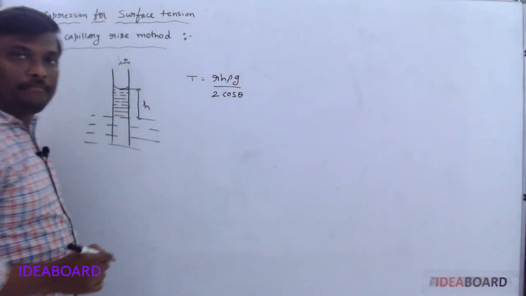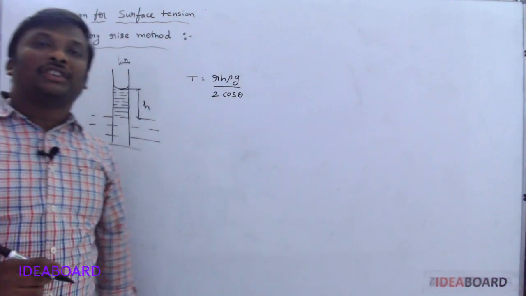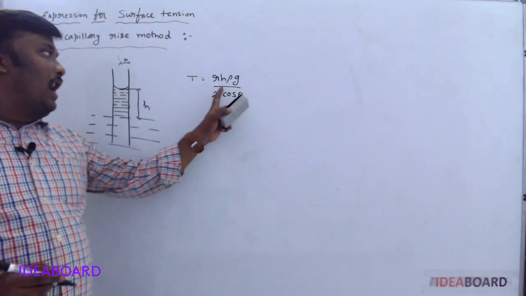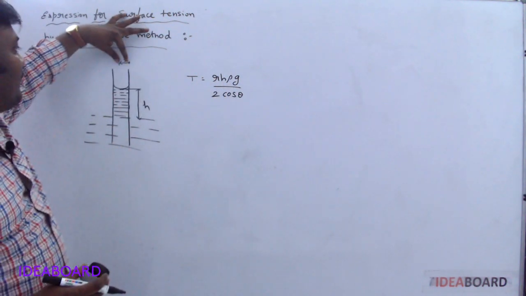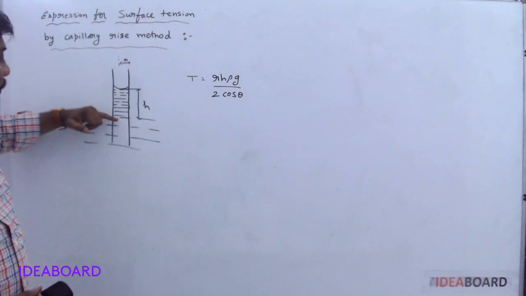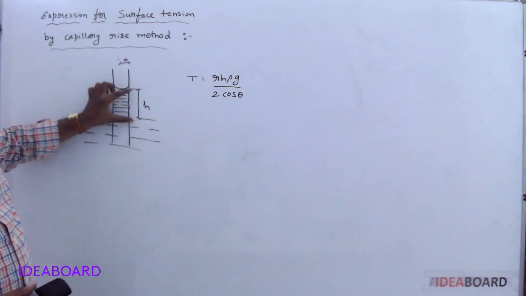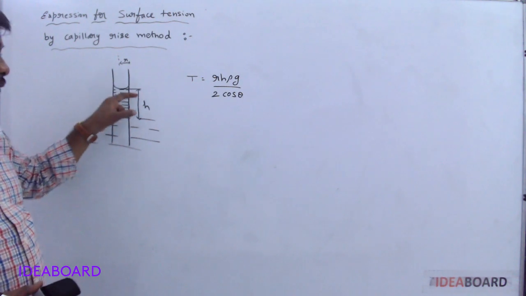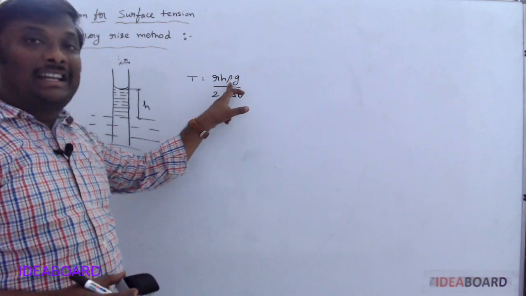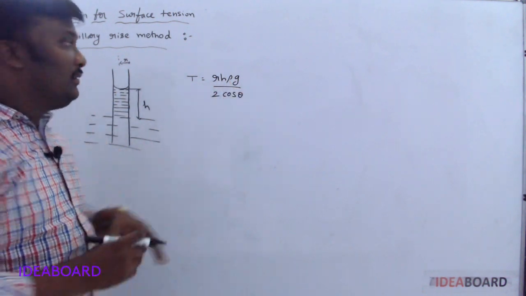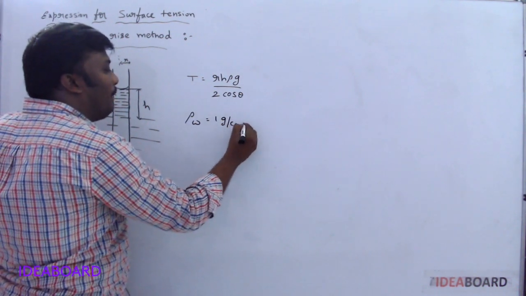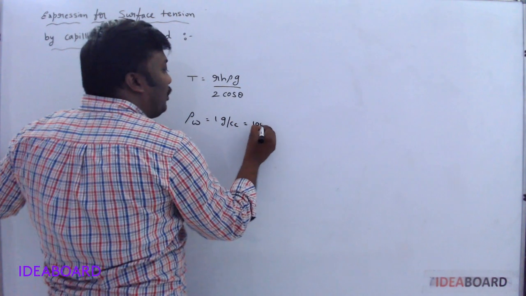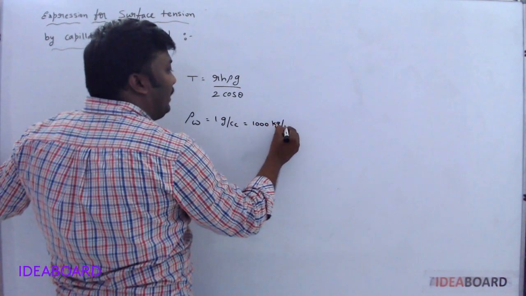What is the value of the surface tension of the liquid? T equals r h rho g by 2 cos theta. Here r is the radius of the capillary tube, h is the height from the surface of the water to the bottom of the concave meniscus, and rho is the density of the liquid. If for water, the density of the liquid is 1 gram per cc or 1000 kg per meter cube.